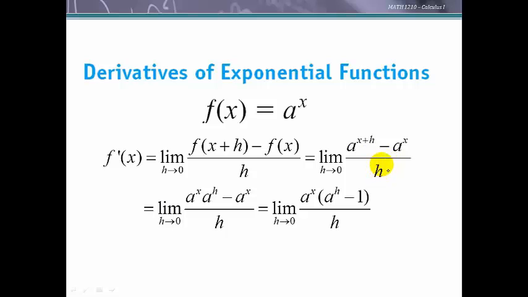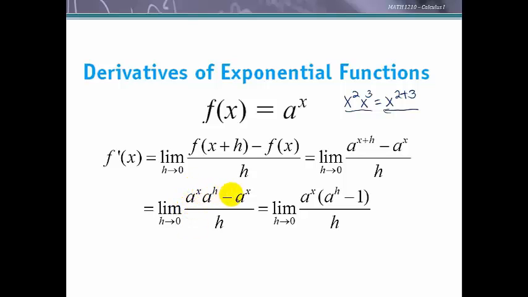Now we could use rules of exponents, and you're very familiar with if we had x squared times x cubed, that would be x to the 2 plus 3, or x to the 5th. So what if we had it like this, and we're going to go this direction with it? So we have a to the x plus h, so that can be expressed as a to the x, a to the h, minus a to the x, over h, and the limit as h approaches 0.